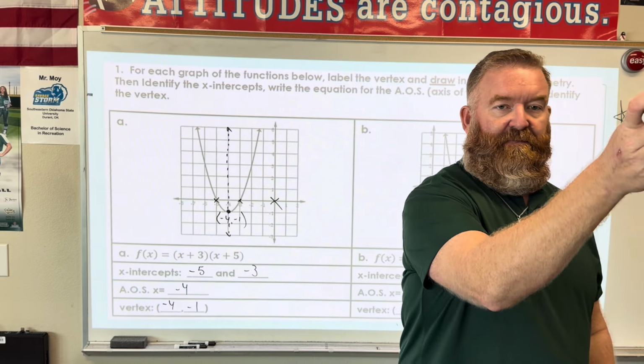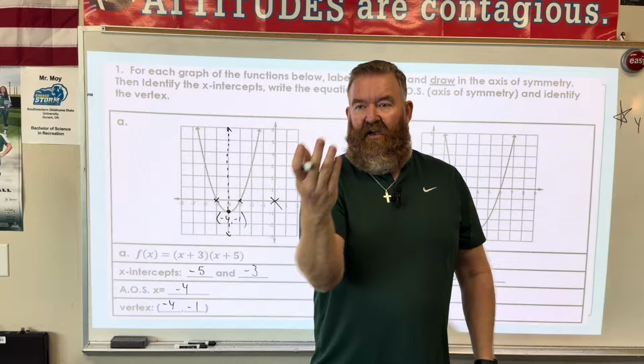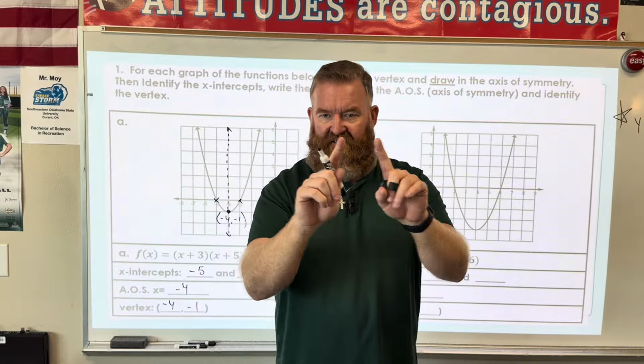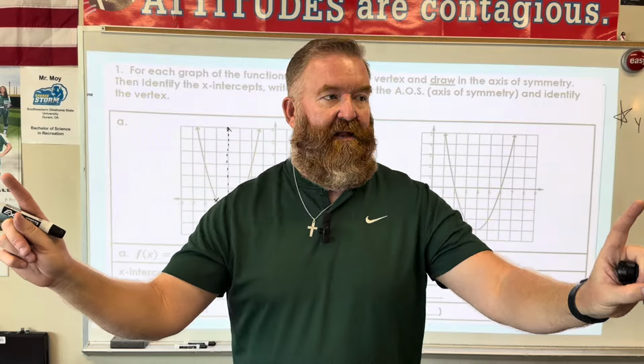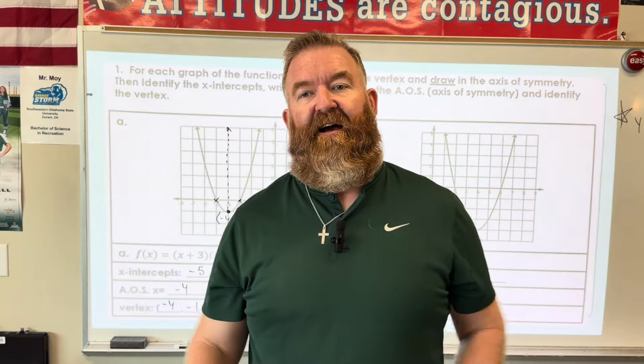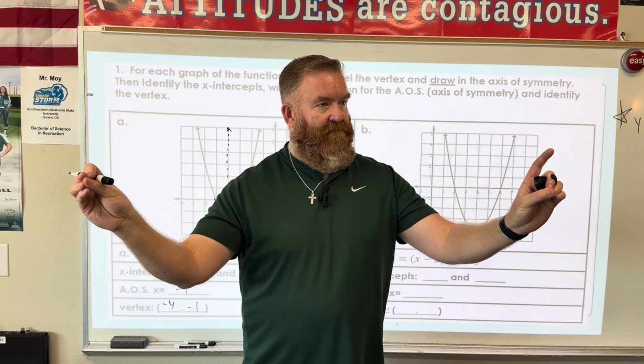Because what does the axis of symmetry do? It basically cuts your parabola in half. So it makes sense for it to be the same distance on both sides. I see a lot of people nodding. That makes sense, right? So if you can't find the axis of symmetry, you can find it if you know where two points are.